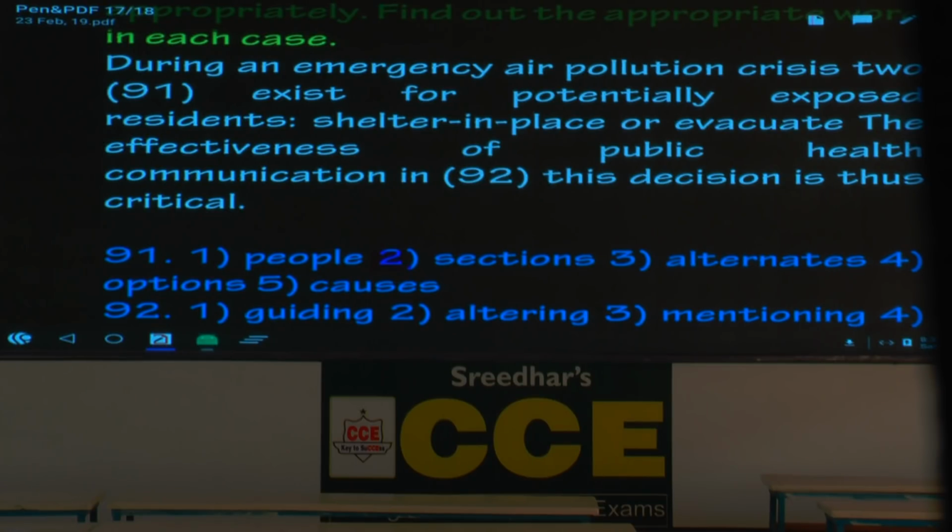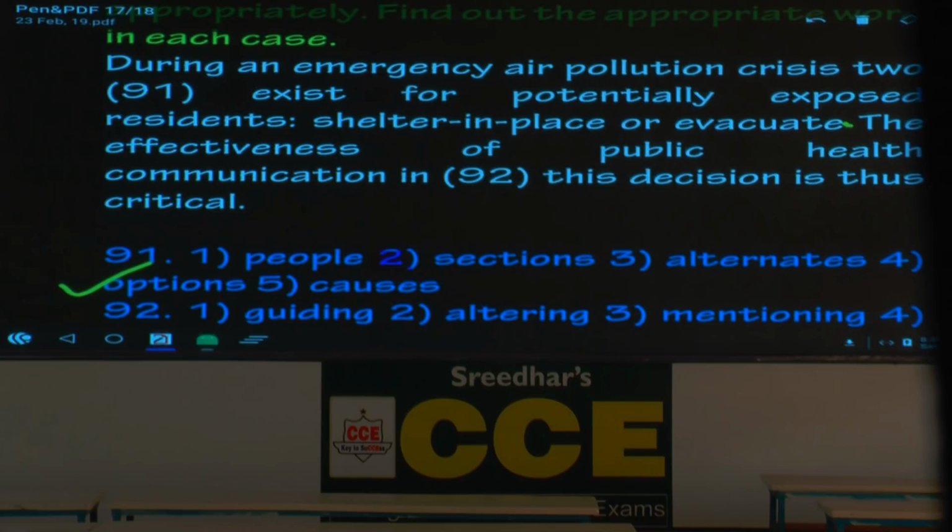Shall I read out? During an emergency air pollution crisis, 2 exist for potentially exposed residents. 2 what? People? Yes or no? Sections? No. Alternates? No. Alternatives would have been better. Options? Have you read the passage? So, options. Only one word seems right. Which one is that? The 4th option. 2 options exist for potentially exposed residents. One is shelter in place, the other is evacuate. Full stop. See, another problem we have, punctuation.